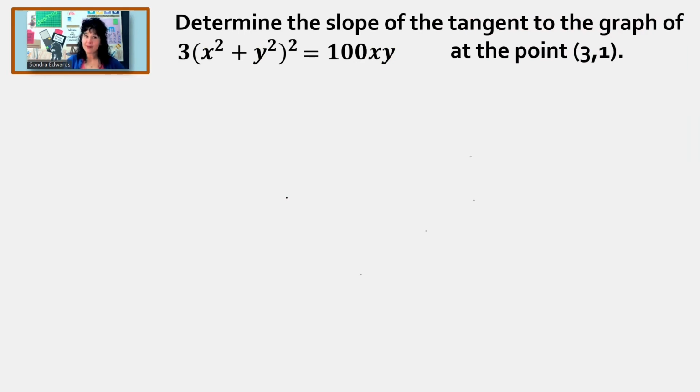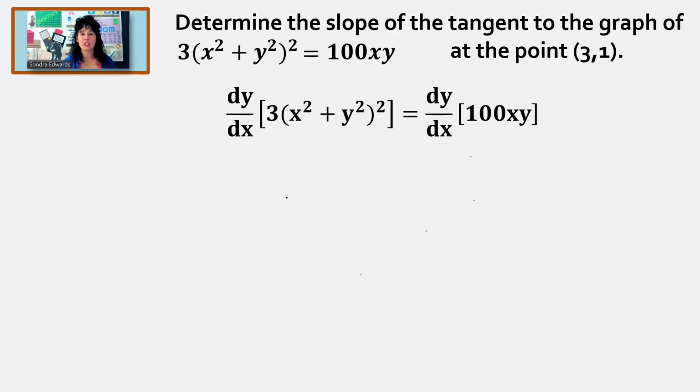Here's another one. Determine the slope of the tangent to the graph of 3x squared plus y squared to the 2nd power equals 100xy. This is the equation of some function out there, and if we want to find the slope of the tangent, that means we want to find the derivative. So stop and think, what is it about this equation that tells you you are going to have to implicitly differentiate? The giveaway is that we have this big mess of an equation, but the y is not by itself. So we're going to have to implicitly differentiate.